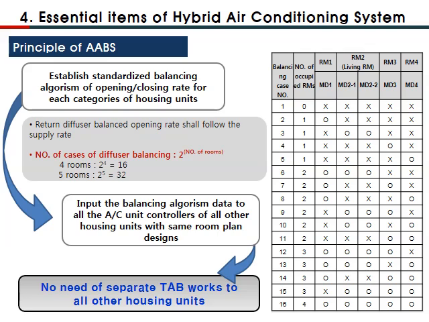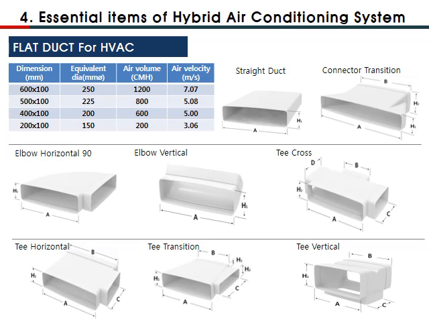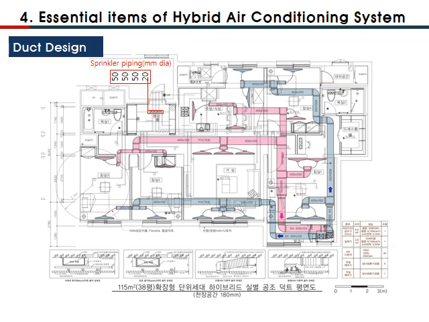Accordingly, the perfect AABS TAB work has been accomplished for room-independent ventilation system using the OMNIVENT VAV diffuser. Flat duct for air conditioning system. As shown on the images of duct and duct fittings and table, duct height is 100 mm due to narrow ceiling height of most apartments, and the radius of elbows are to be manufactured as long as possible to reduce air friction.